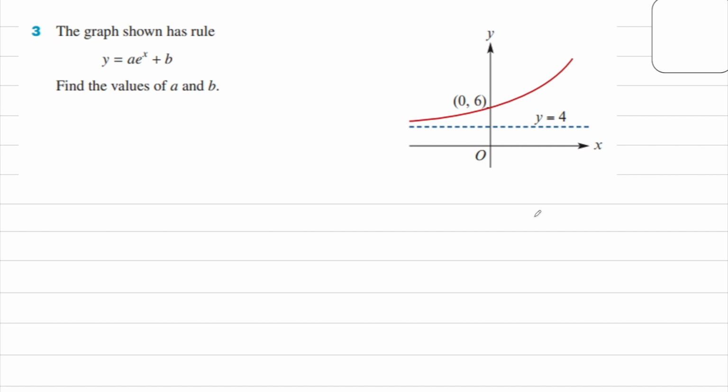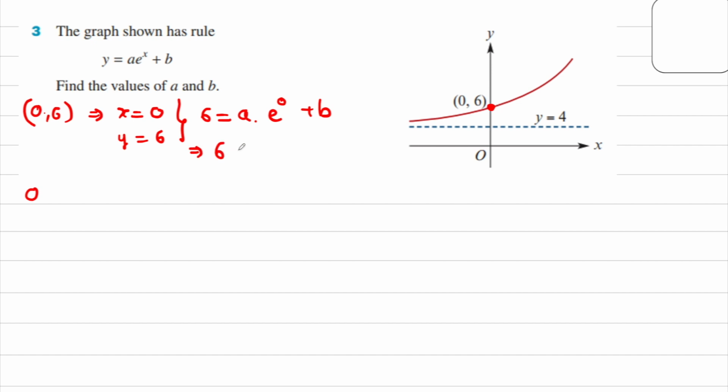You got this graph. The graph shows the rule y equal to a e to the power of x plus b, and of course you have to find a and b. From here you can see that you got the point (0, 6). From the point (0, 6) I will have the equation x equal to 0 and y equal to 6. x equal to 0, y equal to 6 you have here, and x equal to 0, you got this one. After this step, substitute and simplify, you got a plus b equal to 6.